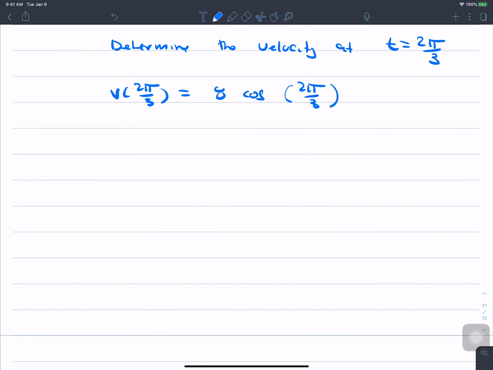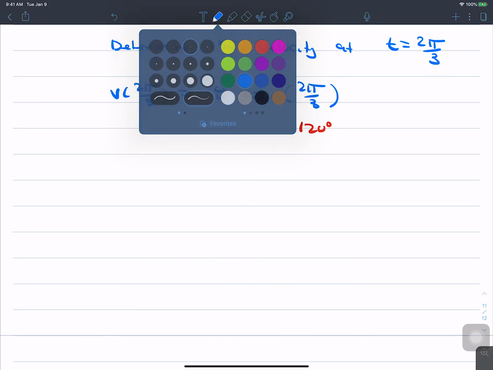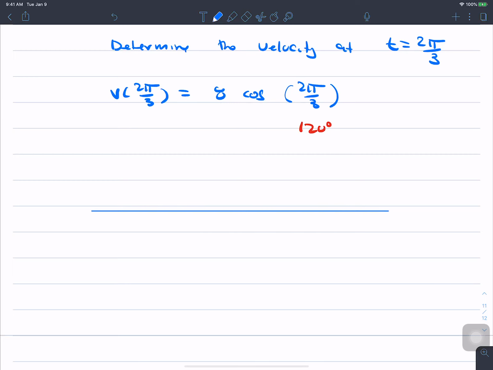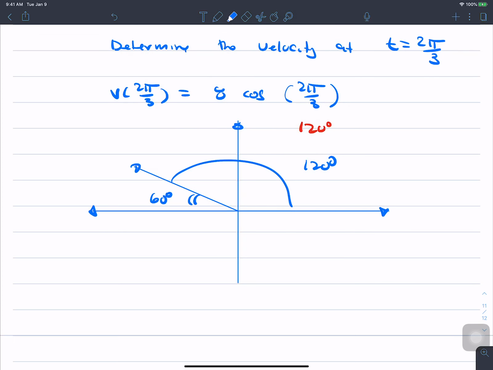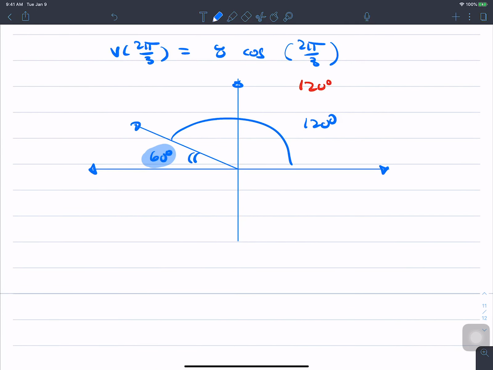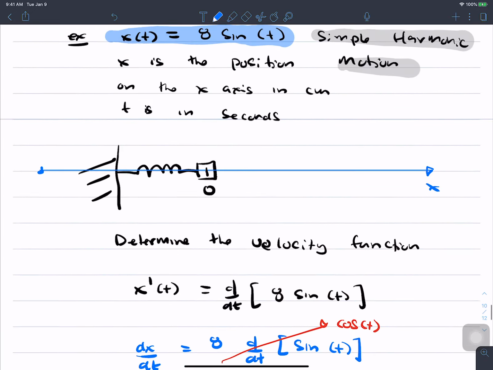So you might say, well, what's cosine of 2 pi over 3? Well, 2 pi over 3 is 120 degrees, right? So how do I deduce this using trig? We're going to use the All Students Take Calculus rule. Go through that detail. 120 degrees is over here. So if we say this is 120, this is 60 degrees. This is our reference angle. So we need cosine of 60, the reference angle.